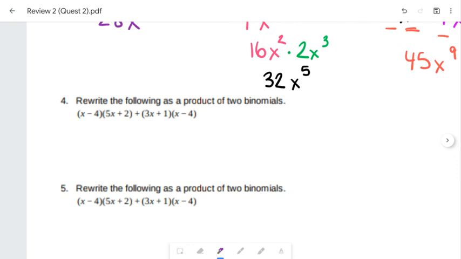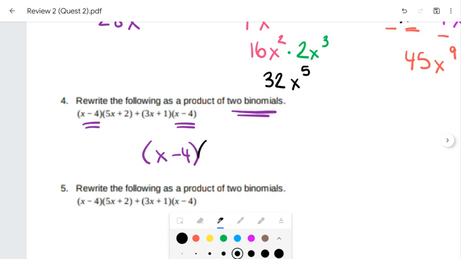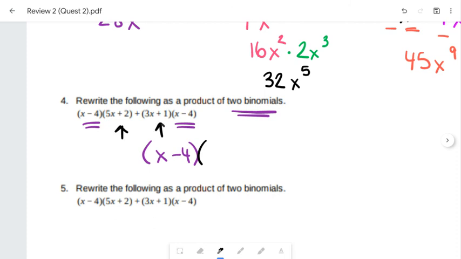Now, we want to rewrite the following as a product of two binomials. When you do this, look for the matching parenthesis, right? We have that piece here, x minus 4 is in both. So we're putting that in the front. Then everything else, the other two parentheses, are just combined in the other one. So we'd have 5x plus 2 plus 3x plus 1.